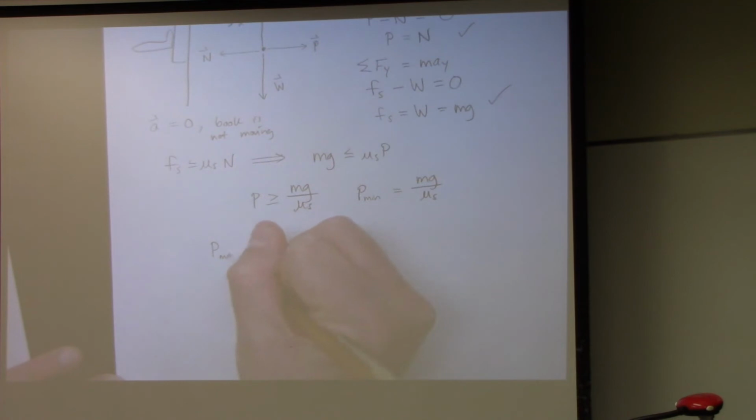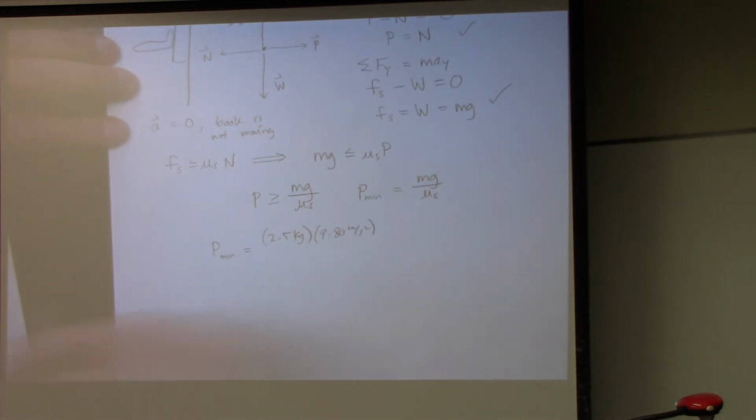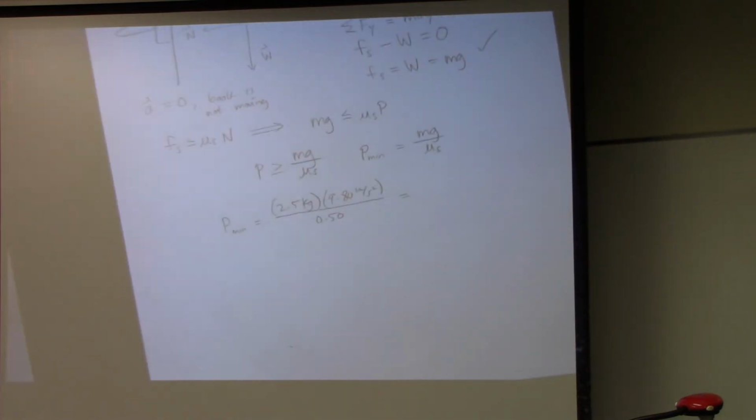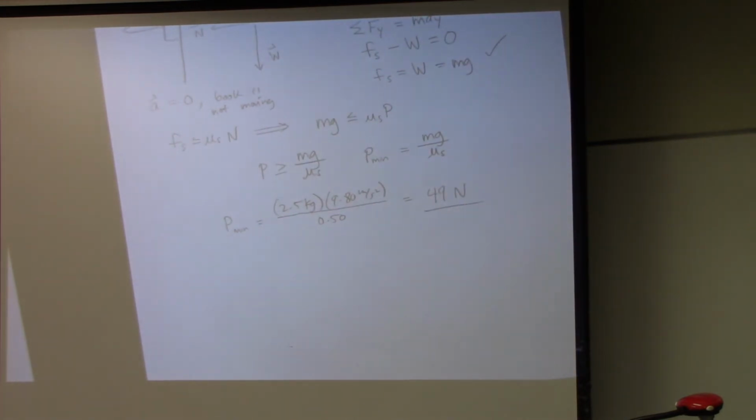So P min is equal to, putting the numbers in now, we have 2.5 kilograms for the mass of the book. We have 9.8 meters per second squared for the value of g. And then we're dividing by 0.5 for our static friction coefficient. This gives you exactly 49 newtons. Okay? Got to push at least that hard. Anything harder than that works. Anything less than that will not work. Okay, so that answers the question.